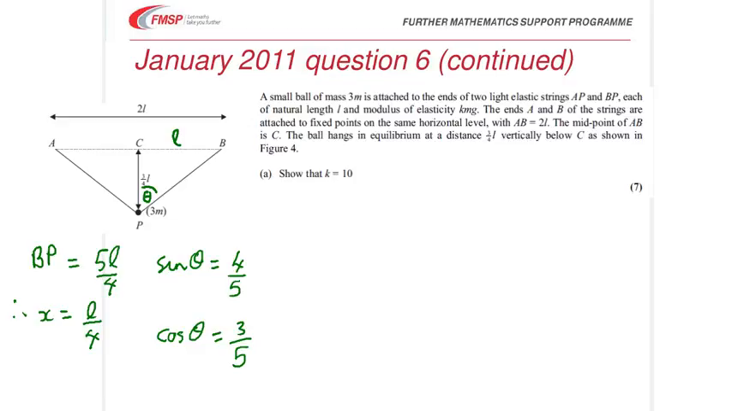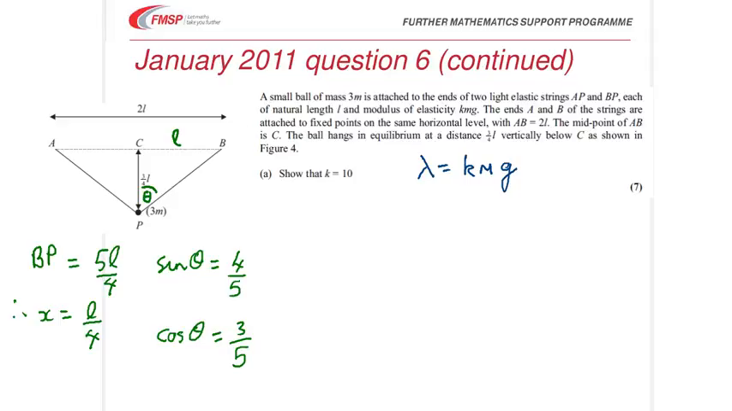Let's remind ourselves we've got a ball of mass 3m and the modulus of elasticity lambda is kmg. In green at the bottom left corner here, I've just done some working out by Pythagoras. BP is 5L over 4, and if we call this angle theta, sine theta is 4/5 and cos theta is 3/5. We'll need that.